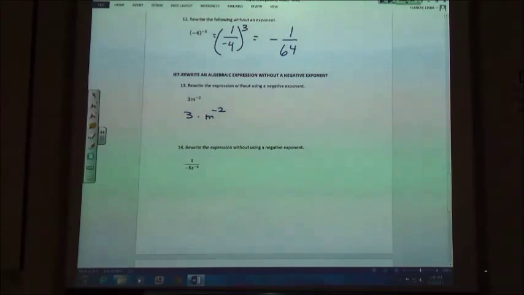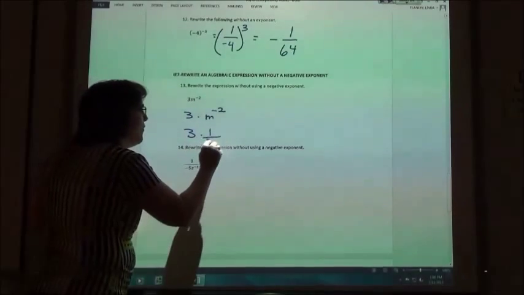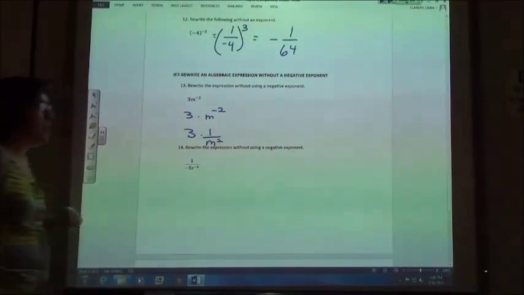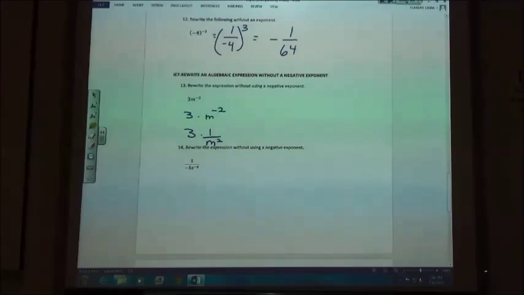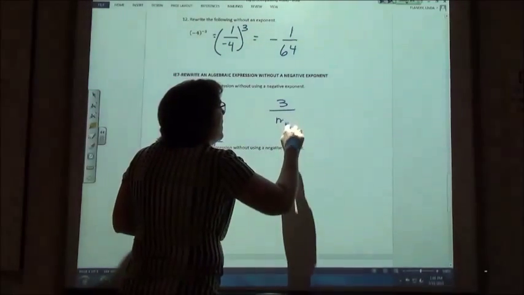And to get rid of that negative exponent, how would I write m to the negative 2 power using a positive exponent? In other words, what would be the reciprocal? 1 over m squared, right? So this would be 3 times 1 over m to the second power. Well, if I put that all together, I just end up with 3 over m squared.